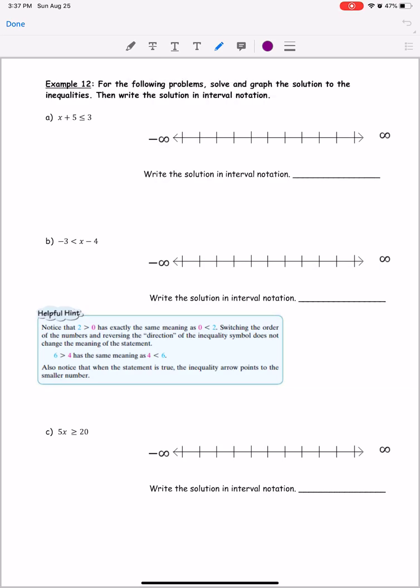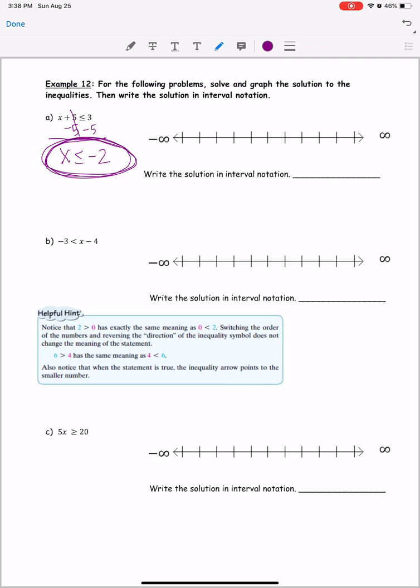Okay, so 12, for the following problems, solve and graph the solutions to the inequalities, then write the solution in interval notation. So we got x plus 5 is less than or equal to 3. So to get x by itself, the opposite of a plus 5 is a minus 5. We do this to both sides. So I get x is less than or equal to 3 minus 5 gives me a -2. Okay, so that's one of my answers. That is the solve part.